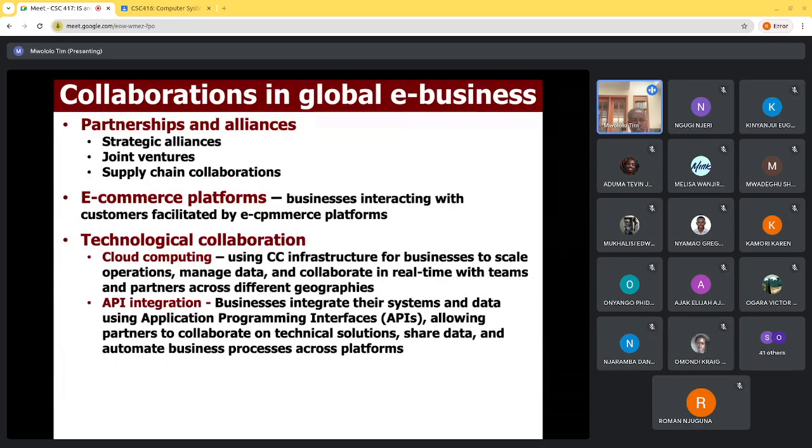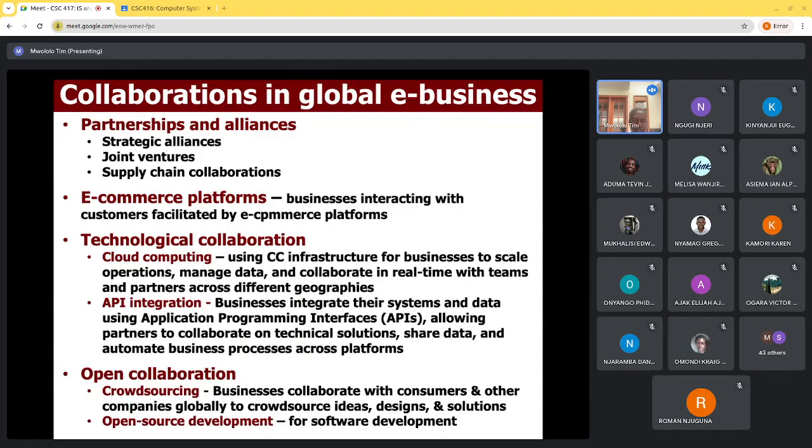Technological collaboration, cloud computing. Whether you're using it to scale your operations, to manage your data, to collaborate with other partners in different jurisdictions, it offers a kind of technological platform for collaboration. API integration. Businesses integrating their systems and data using APIs, in turn allowing partners to collaborate on solution development, sharing data, and even automating business processes.